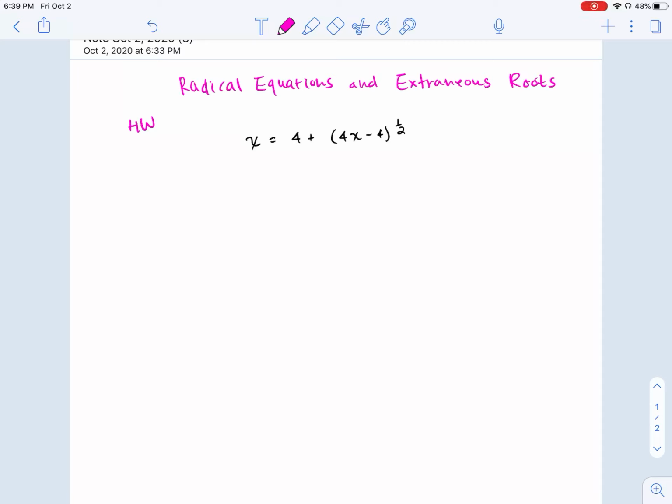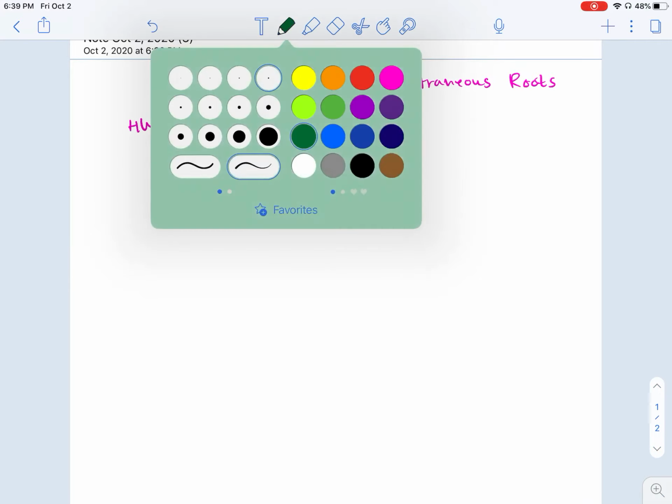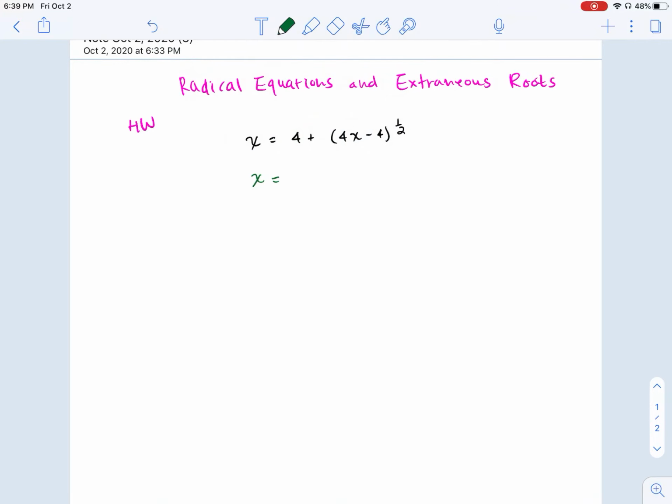Here is a question from radical equations and extraneous roots. So first, I do notice that this expression here is to the power of 1/2. You may feel like this is a little bit new, like what does this 1/2 mean? So I'm going to rewrite it in a way that looks a little bit more familiar. I can represent a fraction as an exponent. So the power of 1/2 is the same thing as the square root of 4x minus 4.